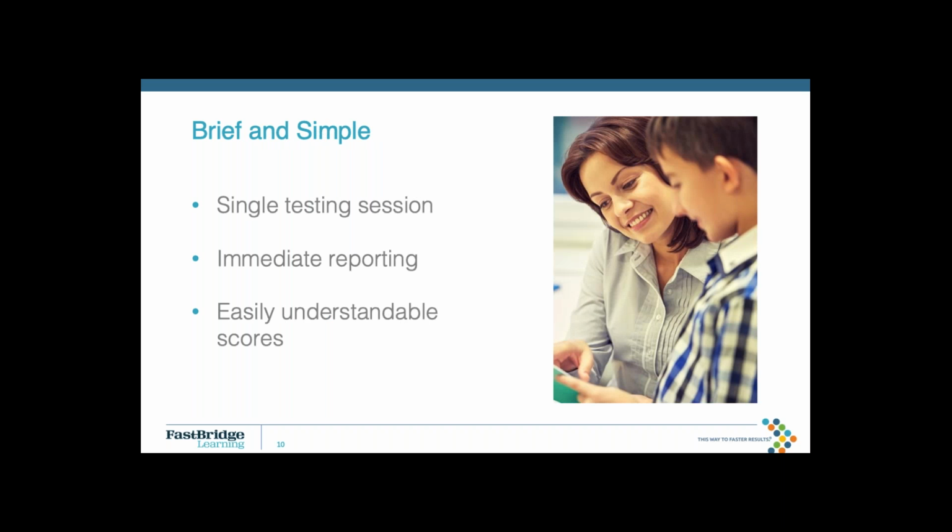To limit interference with instruction, progress monitoring tests need to be brief and easy to score. The most common form of progress monitoring assessment is curriculum-based measurement, or CBM, and the most commonly used CBM is a 1-minute oral reading. The student reads aloud for 1 minute a passage or story that was carefully developed and standardized for her grade level.